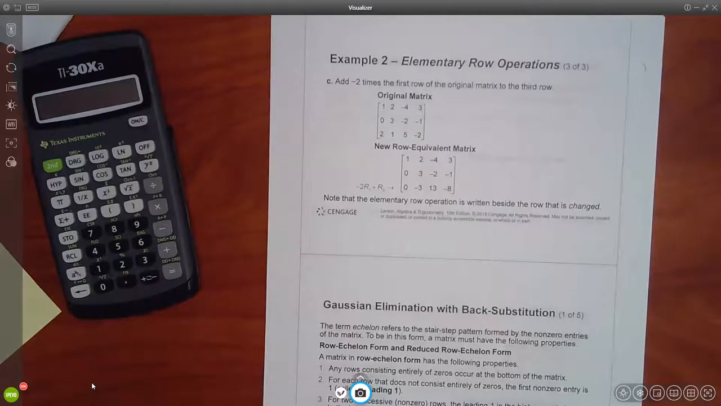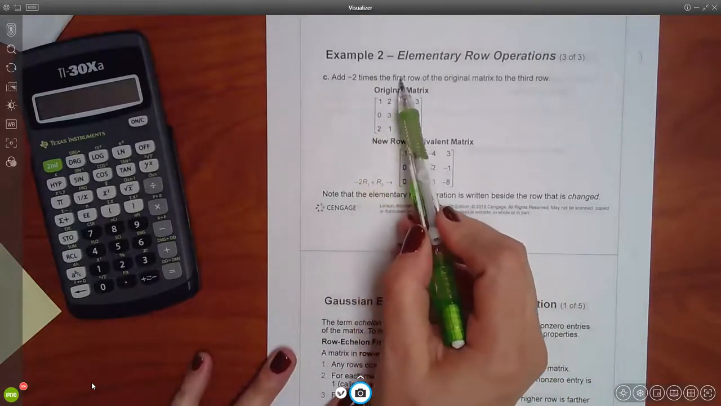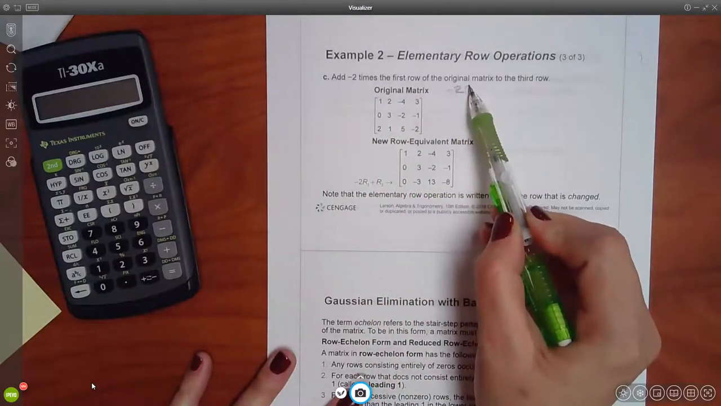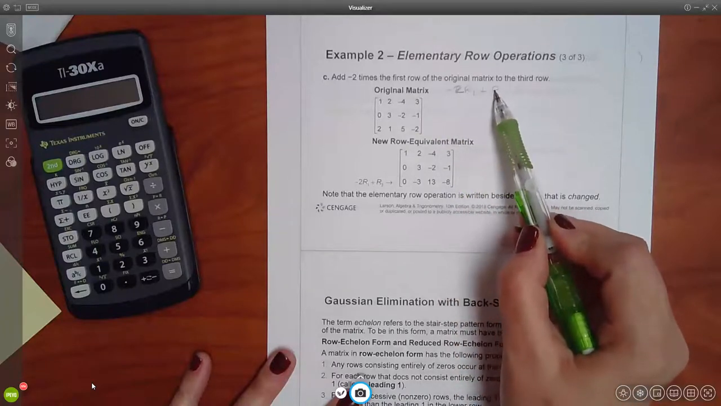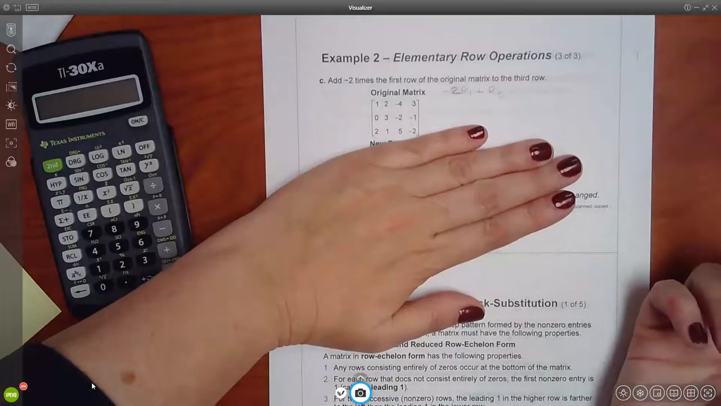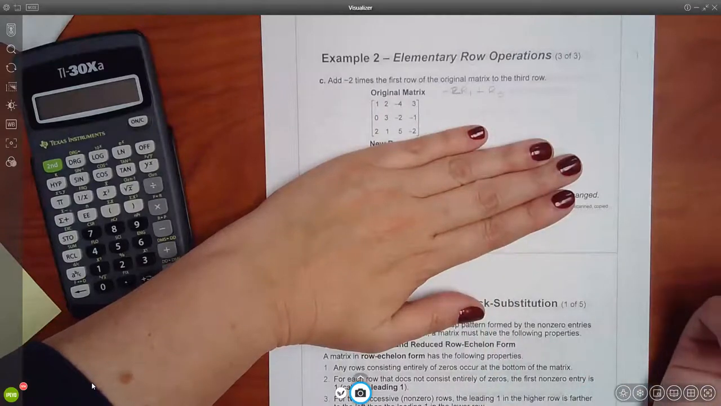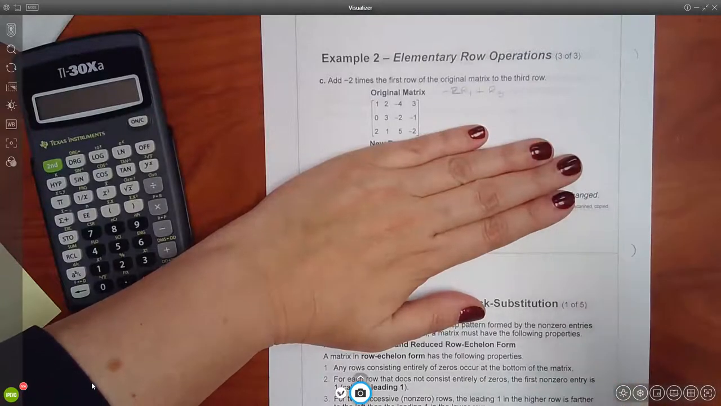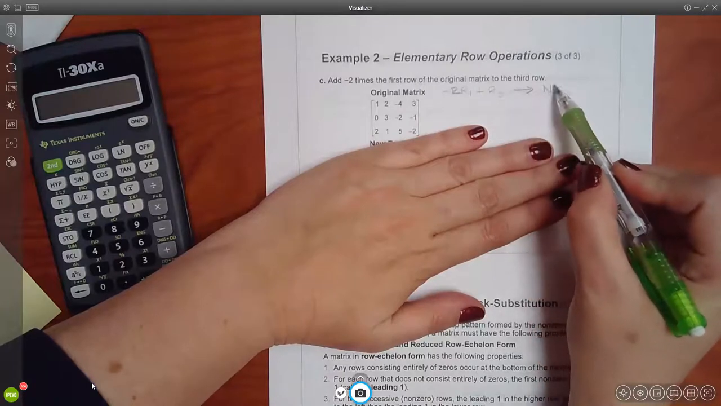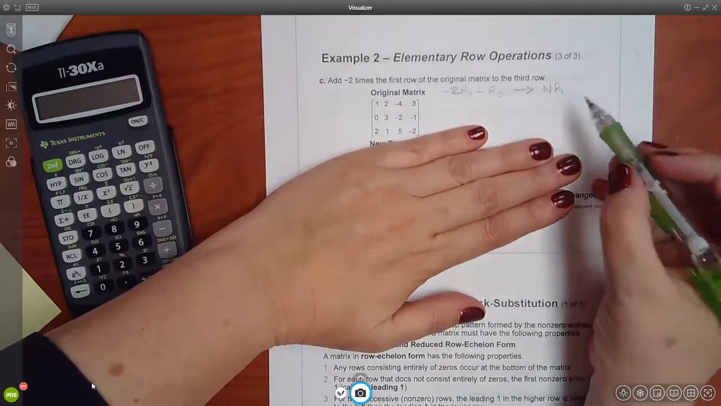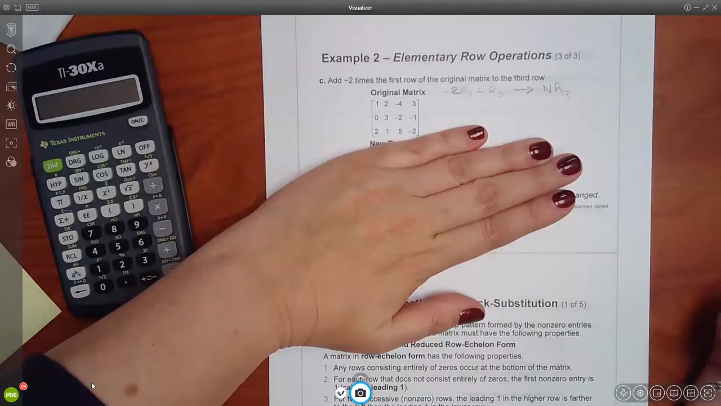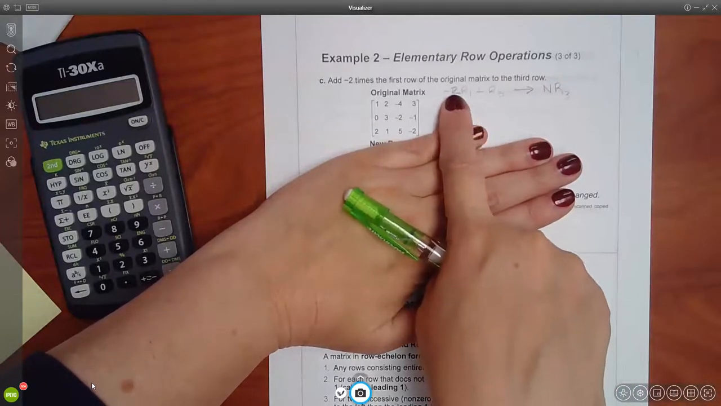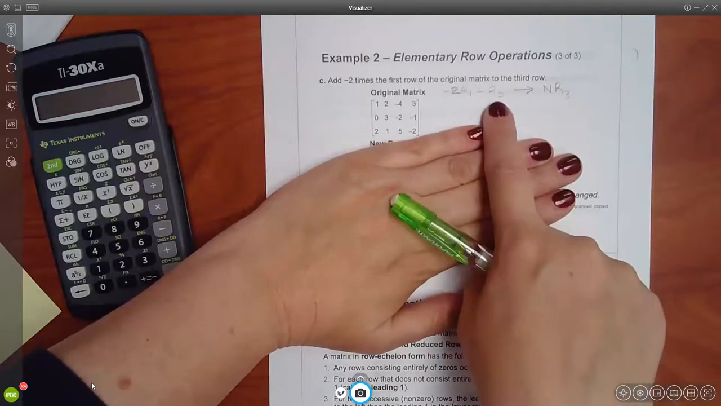Now, this one is important. They're doing negative two times the first row, so negative two times row one of the original matrix added to the third row. Just looking at that, all I did was put their sentence in symbols. Who's the row that's going to get replaced? So I'm going to do a new row three, the one that did not get multiplied by something. It has to be the one you did not multiply by something. Since you multiplied row one by something, that is not the guy you're going to replace. You've got to replace the other one.